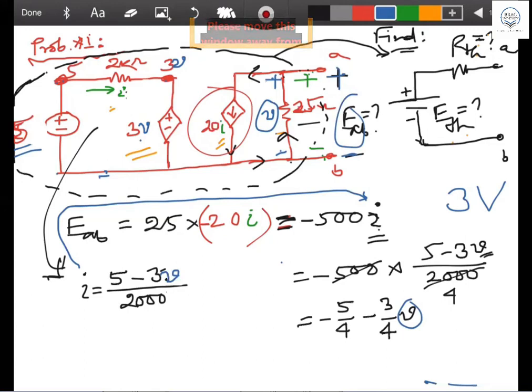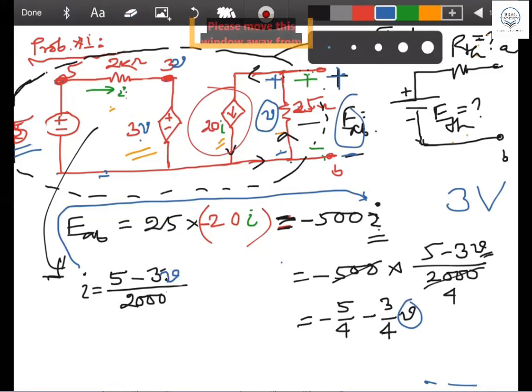Same. Excellent. And you all have to understand that this EAB and V are the same. EAB is the voltage across the 25 ohm resistor. Small blue V is also the voltage across the 25 ohm resistor. So these two voltages are the same.